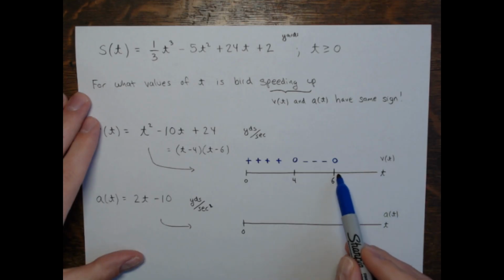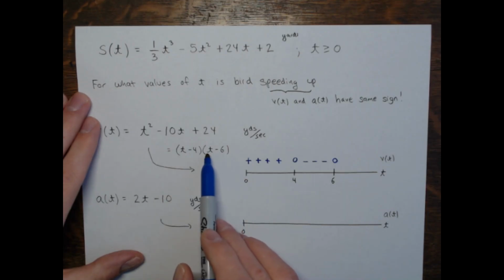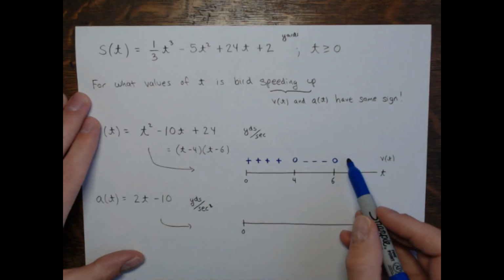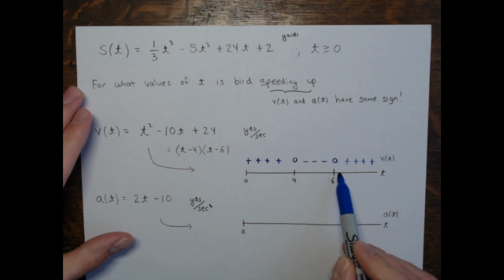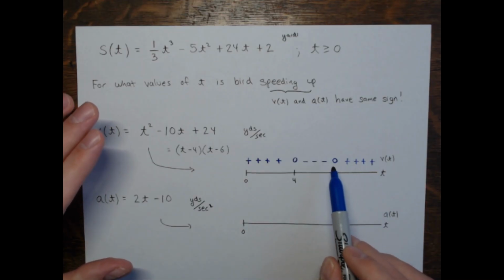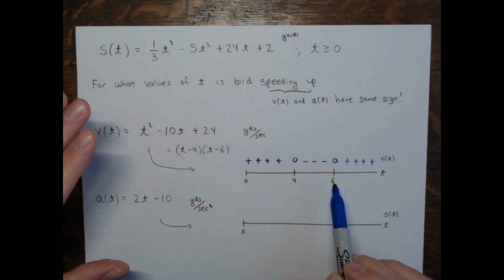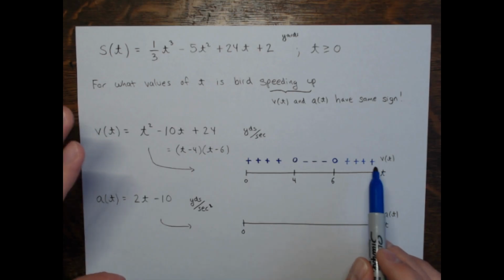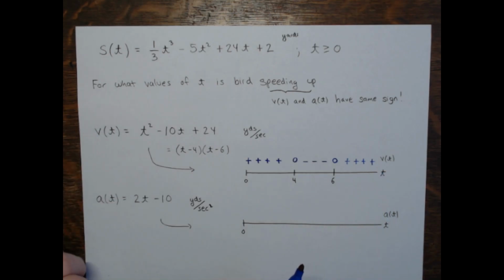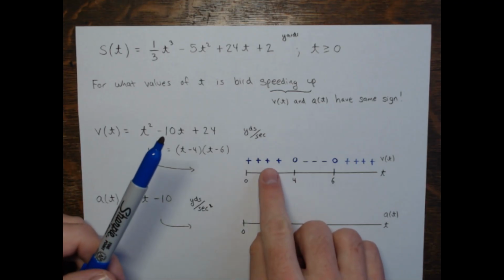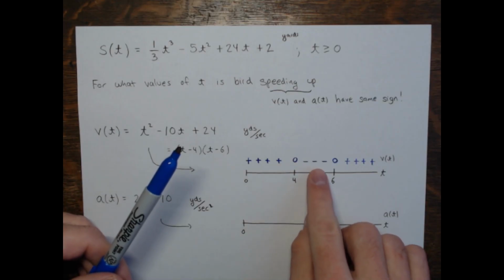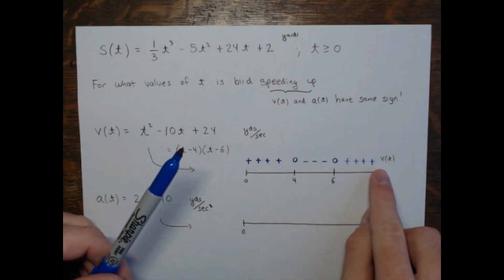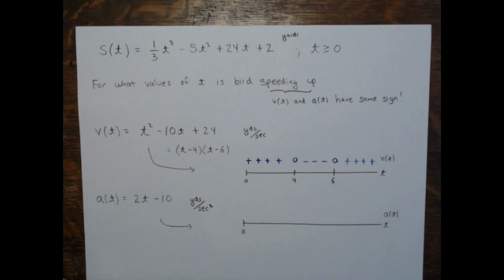And then plug in a time beyond 6 seconds to my velocity function, say 7 or 8. You have a positive factor, a positive factor. This would be a positive overall value. So I'm going to put little plus signs here. So again, after 6 seconds, the bird stops moving left for an instant, has a 0 velocity at 6 seconds, and then after that, it turns around and starts flying to the right on this linear path. So moving right for the first 4 seconds, pause, left for the next 2 seconds, pause, and then right the rest of the time after 6 seconds.